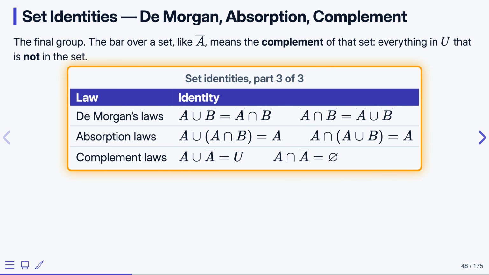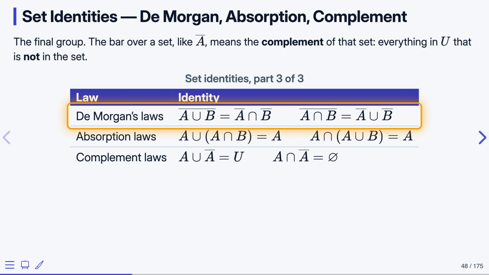This is the last group of set identities. First, the De Morgan laws. These are very important. A bar drawn over a whole expression means complement, that is, everything that is not in it. The first De Morgan law says the complement of A union B equals the complement of A intersect the complement of B. In words, if something is not in either set, then it is outside A and outside B. The second law says the complement of A intersect B equals the complement of A, union the complement of B.